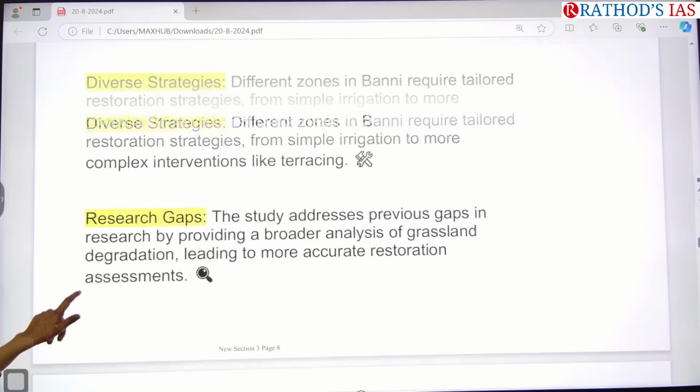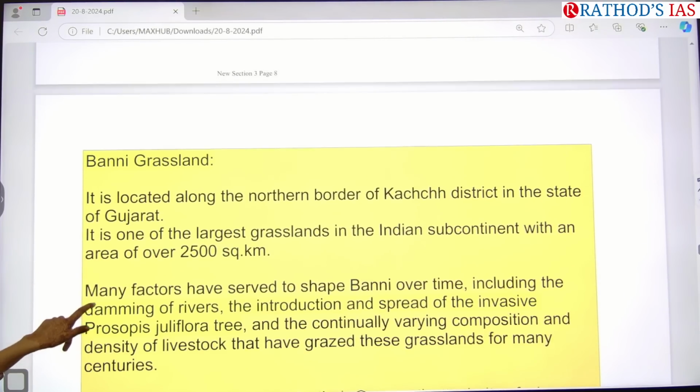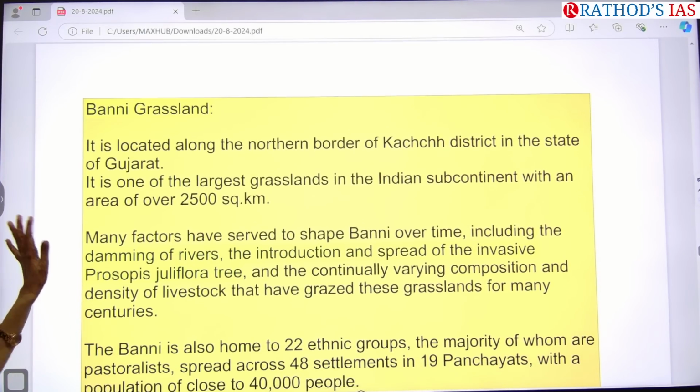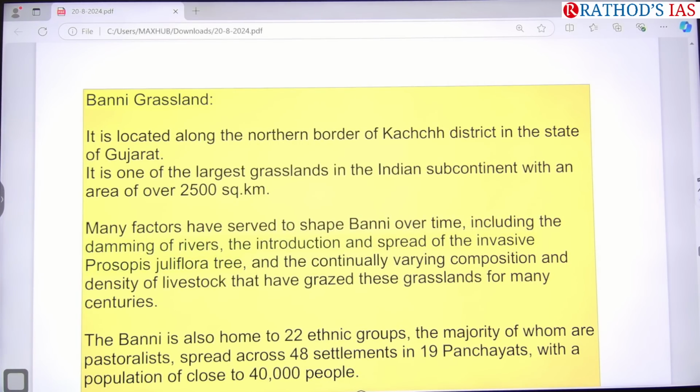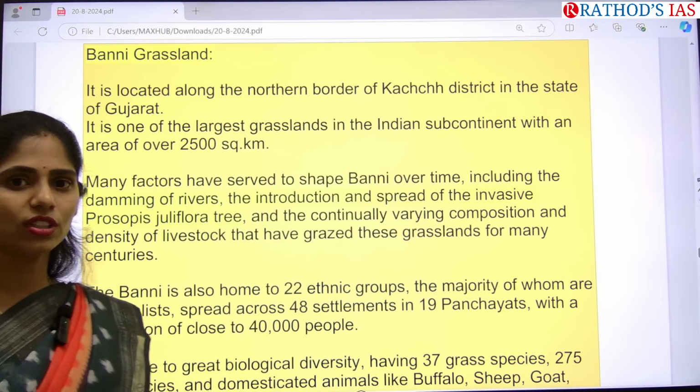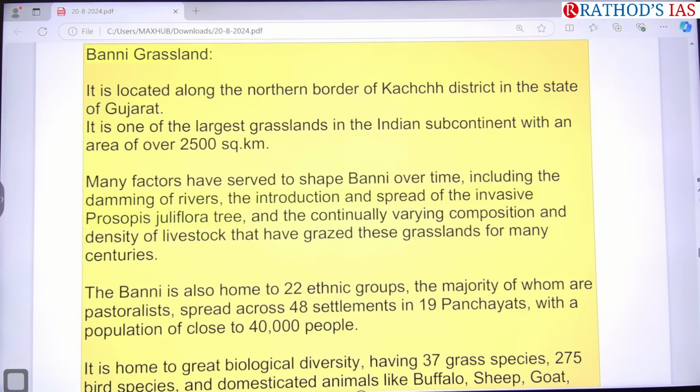Okay, those are the things given here, and you have to see some facts regarding this Banni grassland. It is located in Kutch district in Gujarat, and it is one of the largest grasslands in the Indian subcontinent. Its area, even after the decrease in size, is now more than 2,500 square kilometers. And the important problems in these Banni grasslands are the development of dams on the rivers, and the introduction and spread of the invasive tree species called Prosopis juliflora.